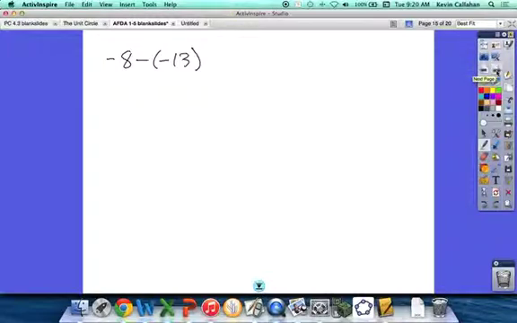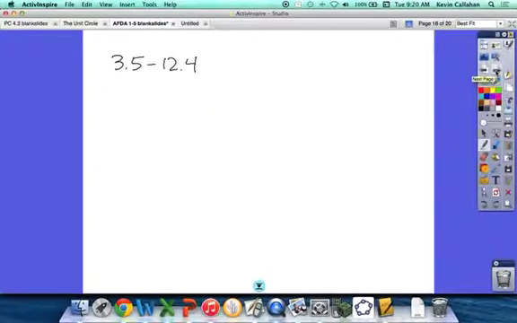So how do I rewrite this one as an addition? Negative 8 plus 13, which is, right? It's going to be positive, but because they're different signs, you do 13 minus 8, 5. So we're actually using subtraction when I do that.